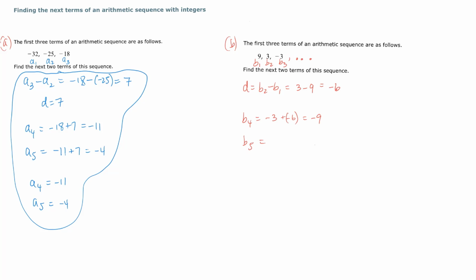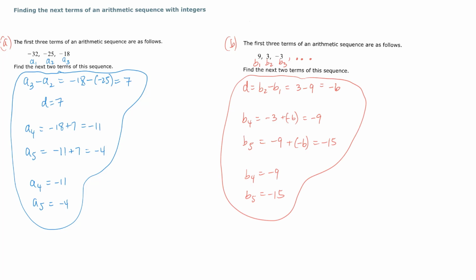B sub 5 is equal to negative 9, and then add negative 6 to it, and then you get negative 15. Therefore, what? B sub 4 is equal to negative 9, B sub 5 is equal to negative 15. Go ahead and circle your final answers, show some work.